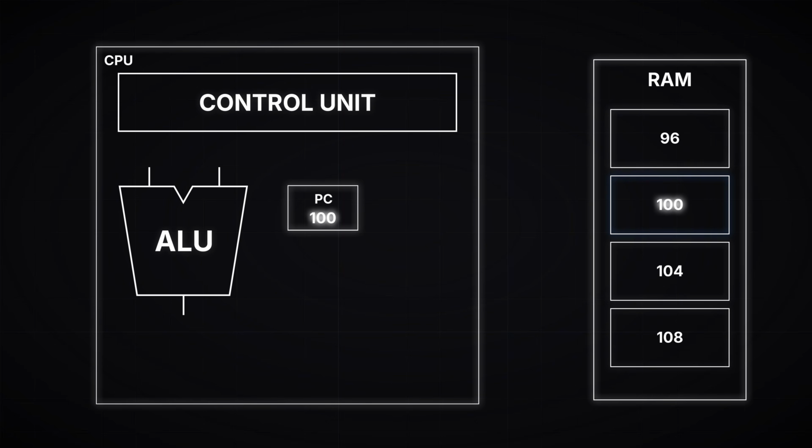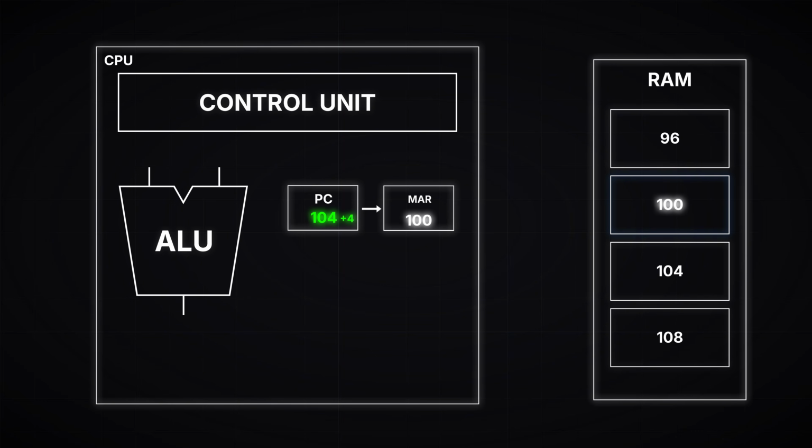To retrieve it, the CPU first copies that address into another register, the memory address register. Think of this as the outgoing slot. Whatever address is placed here is about to be sent to memory. At the same time, the program counter increments by 4 automatically. We'll find out why later in the video.